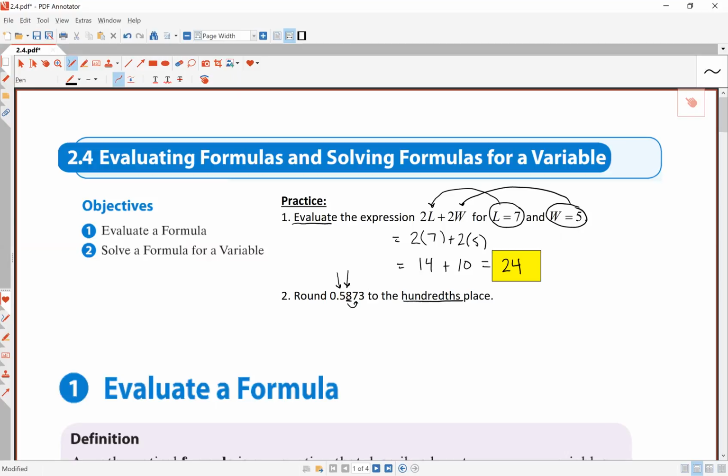or 0.58. And because the 7 to the right is bigger than 5, that means that this number is closer to 0.59 than 0.58. So if the number to the right is 5 or bigger, we round up. If the number is 4 or smaller, we round it down. In this case, we say that 0.5873 is closer to 0.59 than it is to 0.58.